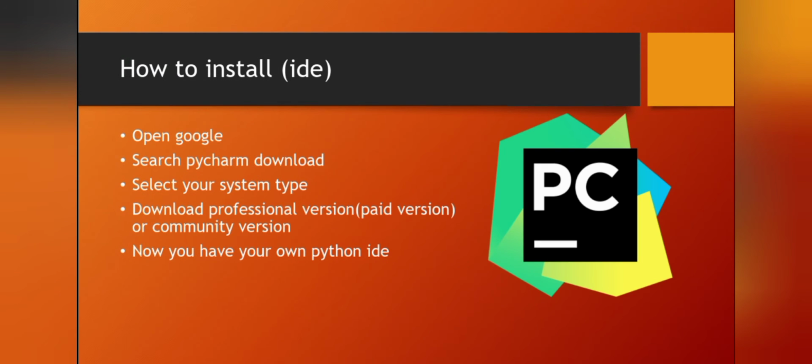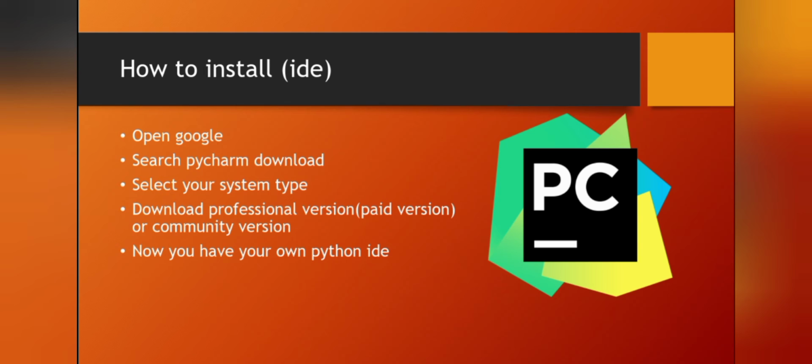Now let's see how to install the IDE. There are many types of IDE. Now I will show you how to download the IDE called PyCharm. First, open Google. Next, search for PyCharm download. Select your system type. Download the professional version or community version, but make sure the professional version is the paid version. If you follow all these steps correctly, now you have your own Python IDE.